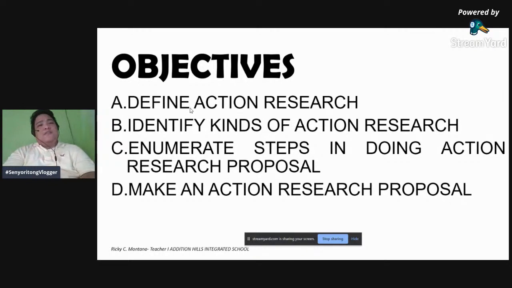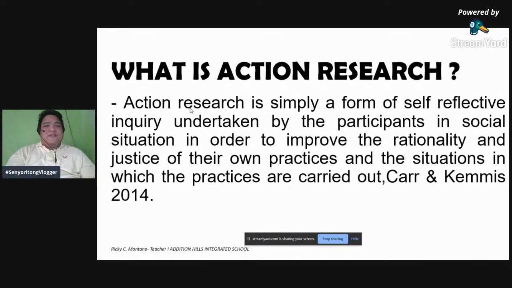Later I'll be showing you the format and the parts of an action research proposal based on the Department of Education format. And for the last objective, you're going to make an action research proposal. So hopefully you'll be able to follow even though we're just using virtual conversation. All right, so let's start. First we have to define action research. What is an action research?